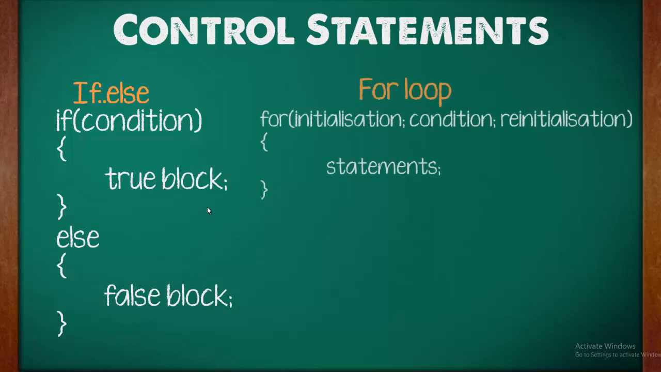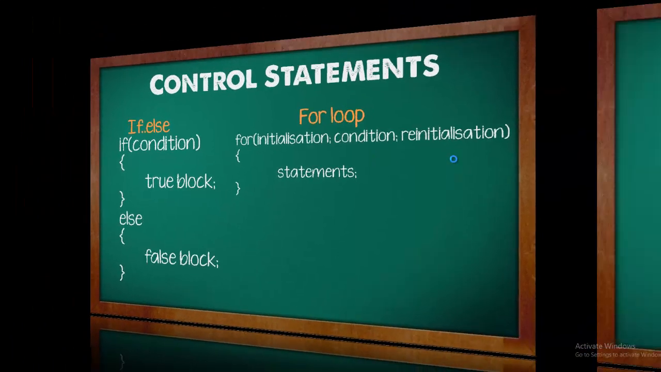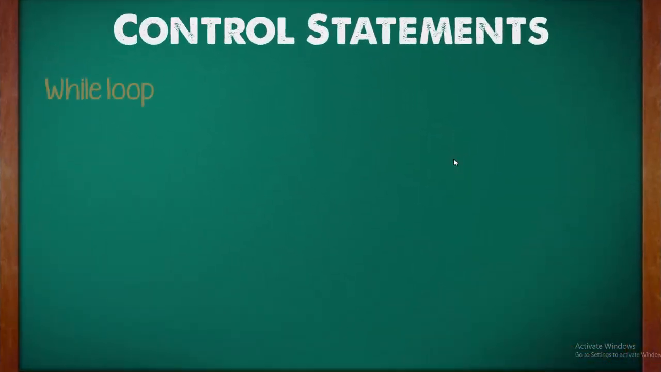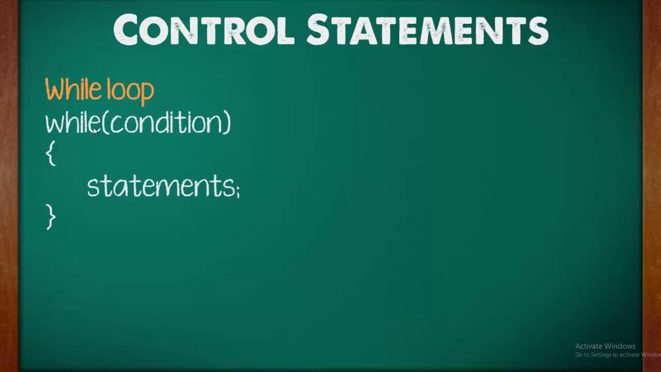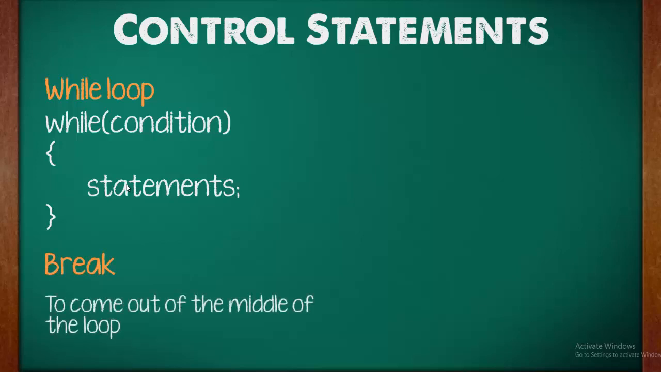And what about the for loop? For loop has the same syntax as we use in C language: initialization, condition, and reinitialization. And followed by that you have the while loop. While loop will check the condition first, and after that the statements will be executed, and the syntax is as follows. So while the condition will be given, after that the statements will be printed. And do while also, first the statements will be printed, after that at the end the condition will be checked. So similarly we have break. Break means it stops the execution of the current program and comes out of the loop.